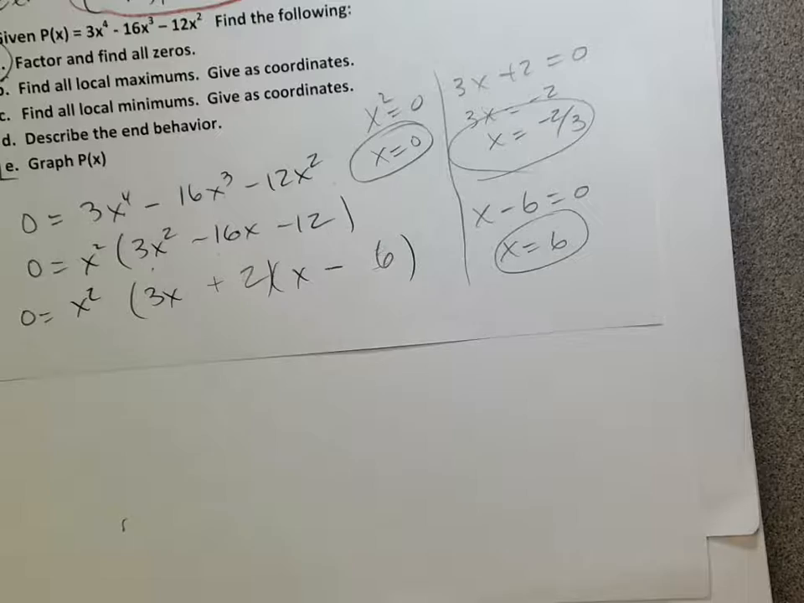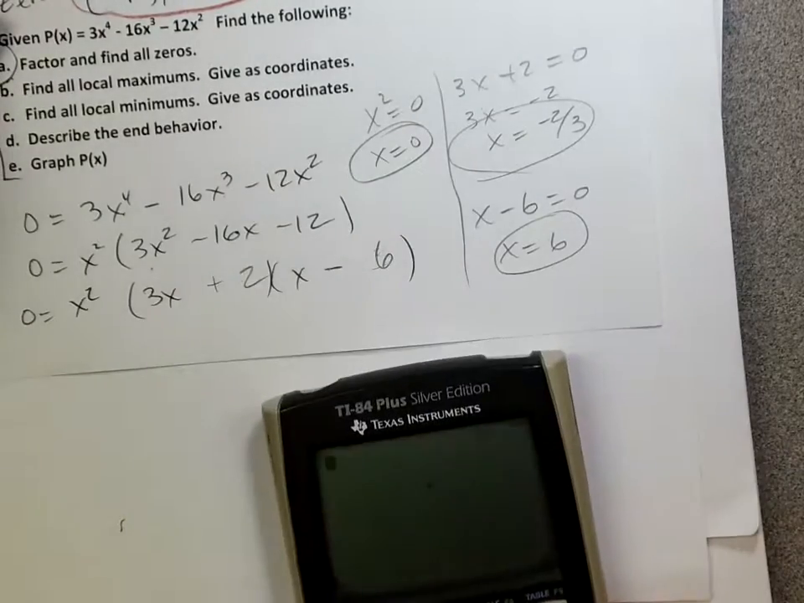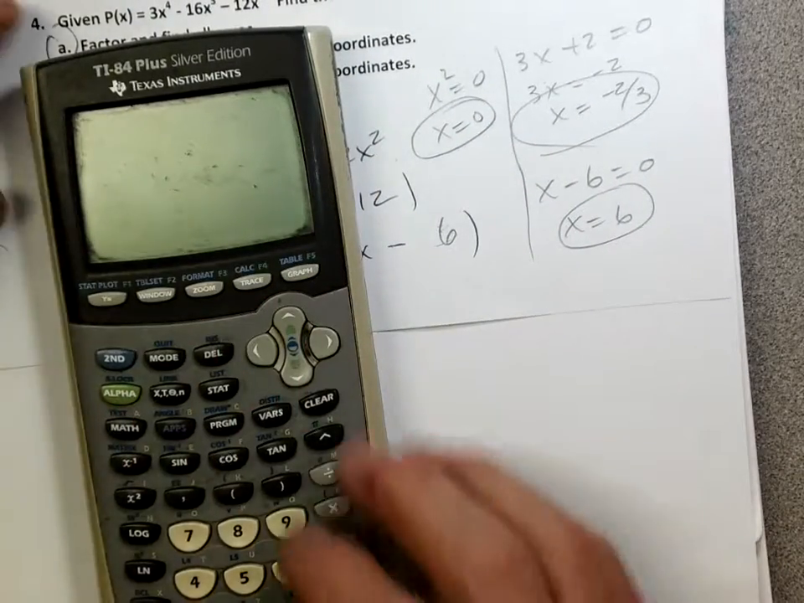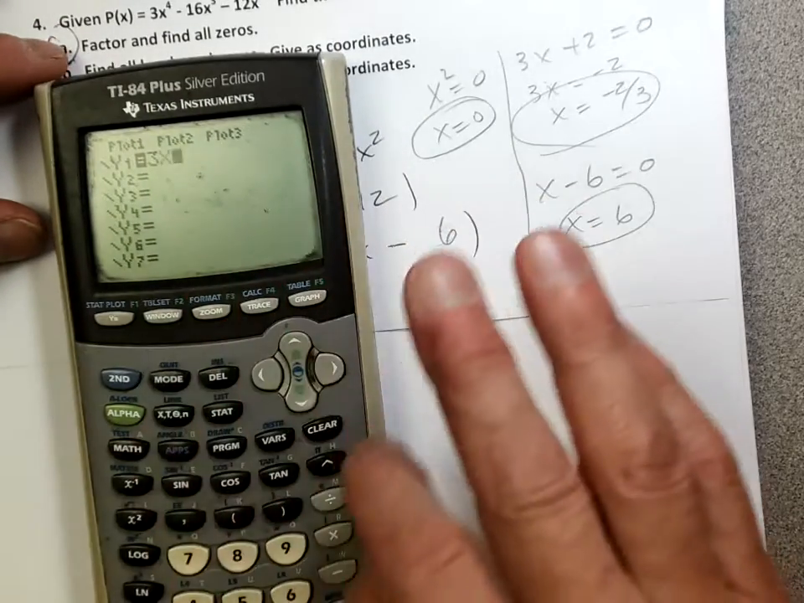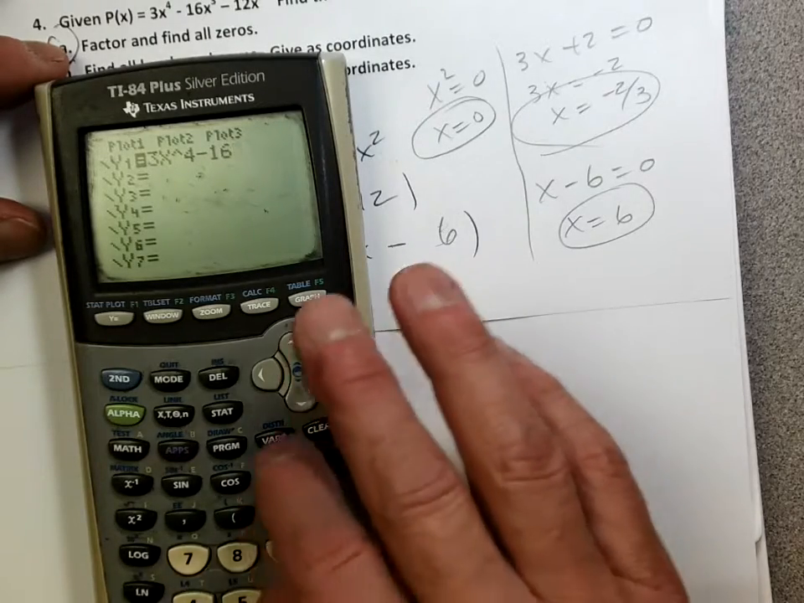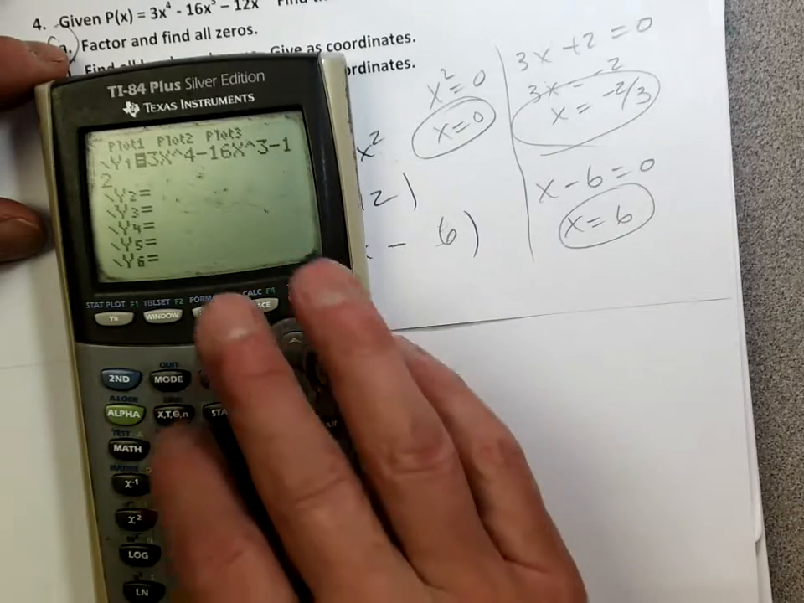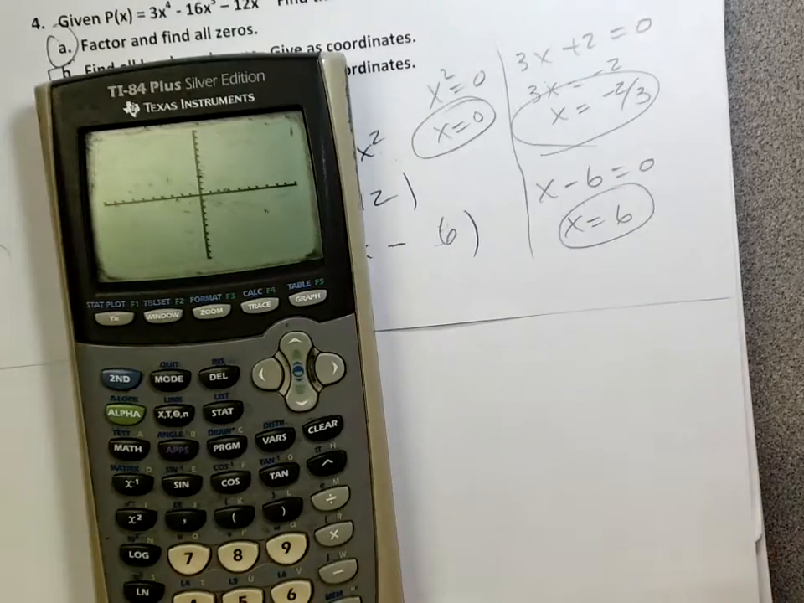Okay, so if you want the full credit for that problem, you've got to factor it, all right? So now, let's go ahead and graph it. I'm going to put it on my calculator. I'm just going to go to my y equals, clear that, 3x to the 4th, subtract 16x to the 3rd power, subtract 12x squared, right? Graph it. Now I may have to adjust my window.